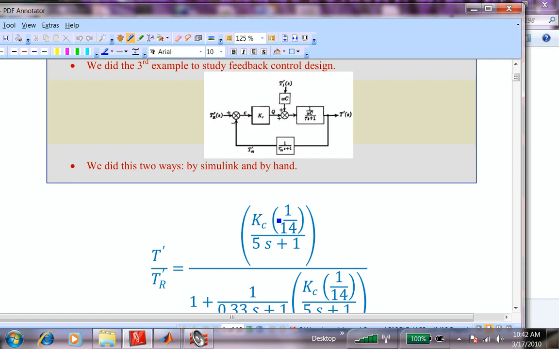Last lecture we did this complete feedback control problem for a simple heated tank. We did it in Simulink, and then we did the problem by hand. That is the part that I would want you to focus on for the exam, where we collapse the entire block to an effective transfer function relating the output T prime to the input or the set point change TR prime. So we wanted to get the transfer function output input ratio as this expression that you see here.